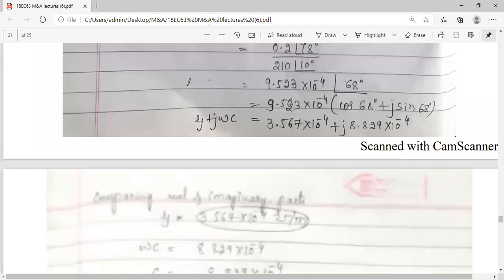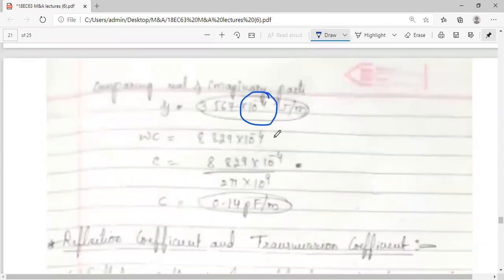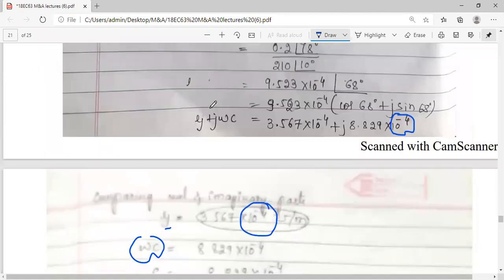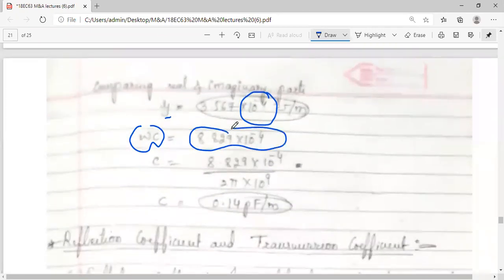G plus j omega C, which you had calculated, this power is 10 to the power of minus 4. When you take this power 10 to the power of minus 4, with omega C is equal to this much. After comparing, omega C is the second term, the j term. So after comparison, you will get this much as omega C. C will be this much, and the tens power is 9 and 4. If you add all together, the negative power becomes 10 to the power of minus 13.